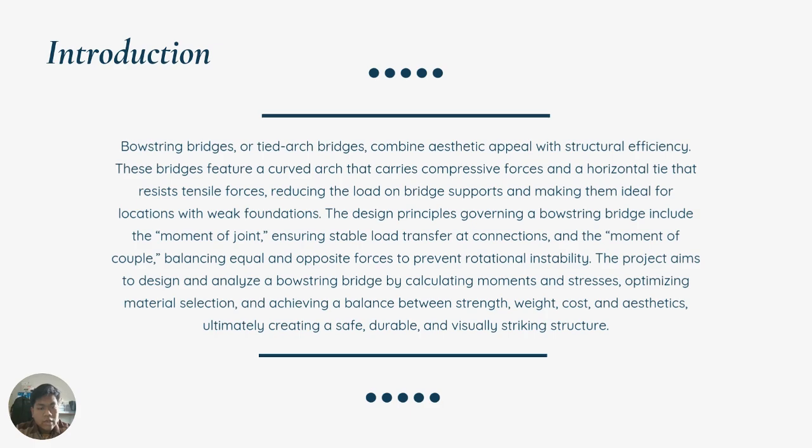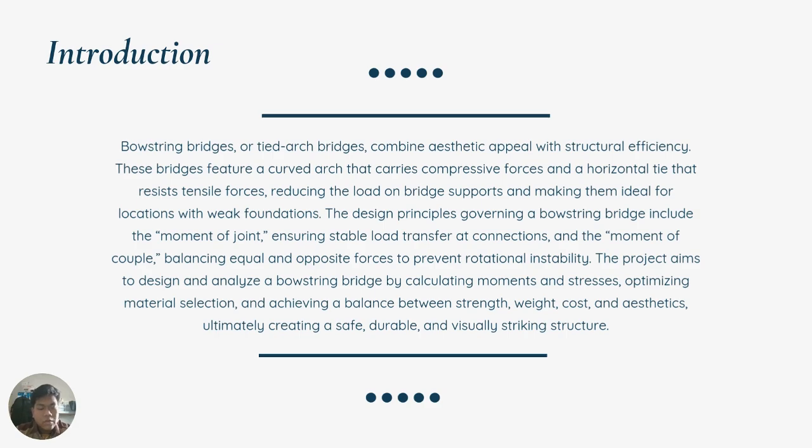The design principles governing a bowstring bridge include the moment of joint, ensuring stable load transfer at connections, and the moment of couple, balancing equal and opposite force to prevent rotational instability. The project aims to design and analyze a bowstring bridge by calculating moments and stress, optimizing material selection, and achieving a balance between strength, weight, cost, and aesthetics, ultimately creating a safe, durable, and visually striking structure.